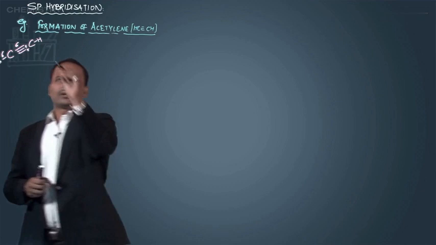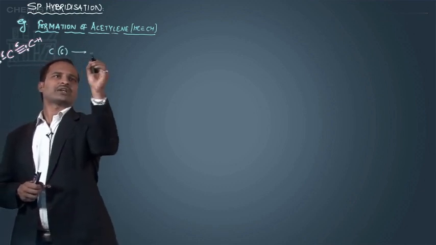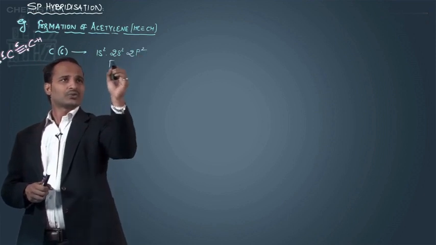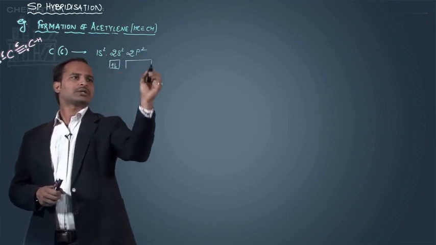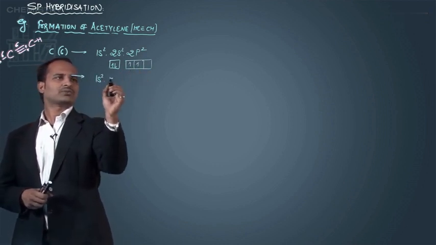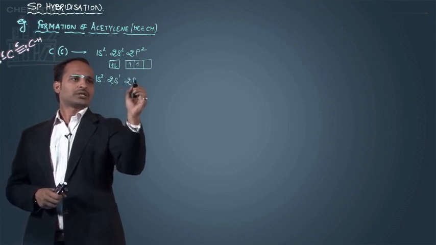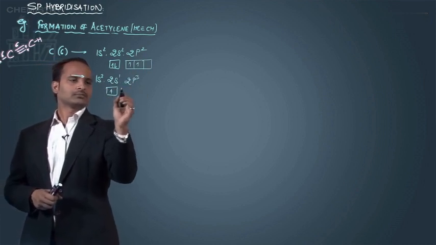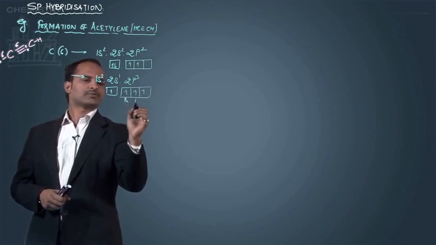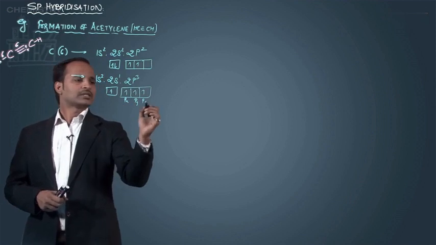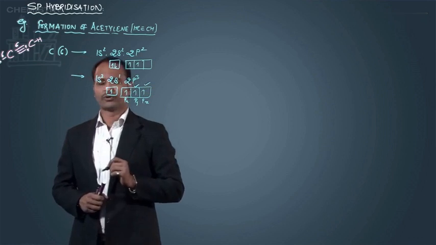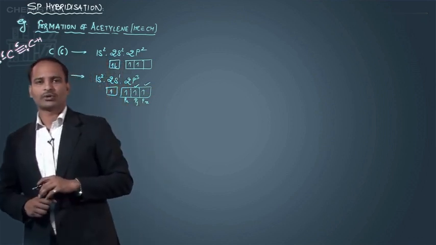So carbon, atomic number 6, has the configuration 1s2, 2s2, 2p2, that is 2 electrons in the s orbital and 2 in the p orbital. Excited state: 1s2, 2s1, 2p3. As I said, we have a total of 4 orbitals, s, px, py and pz, but since 2 pi bonds are required, 2 orbitals will form pi bonds out of 4. So these 2 orbitals will not take part in hybridization.